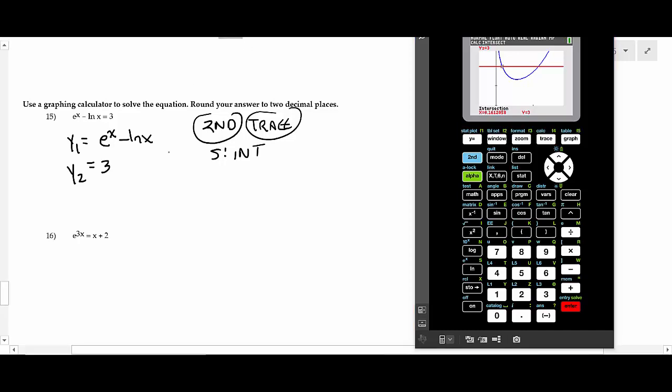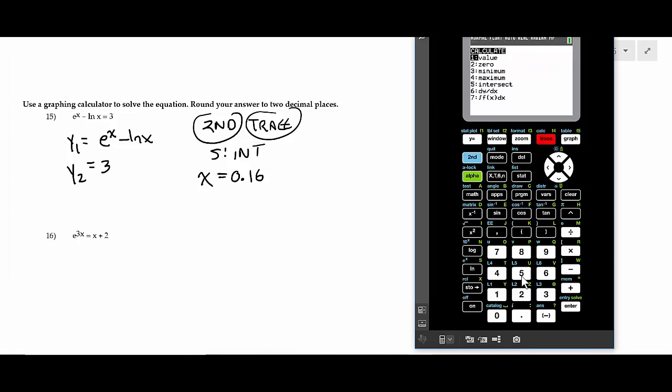Okay, so remember we're solving for x, so that first intersection point is x equals 0.16 if we round that, like that. Then what we've got to do is just start over again. So what you do is you go second trace, again option 5, and then the cursor this time you need to move the cursor over very close to the other intersection point.